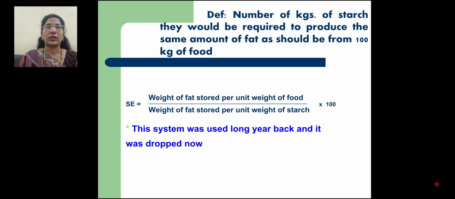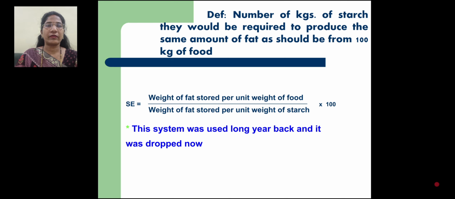The definition of starch equivalent is the number of kgs of starch that would be required to produce the same amount of fat as is produced from 100 kg of a food. This starch equivalent is calculated by using a formula. This formula is shown in your presentation.